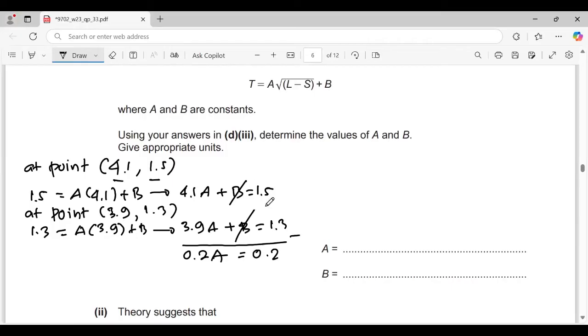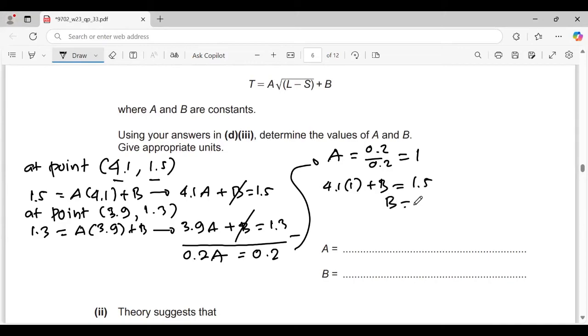We have eliminated B. Now we are going to determine A. A equals 0.2 over 0.2, it is 1. Now substitute A equals 1 into this equation. So 4.1 multiplied by 1 plus B equals 1.5. So B is 1.5 minus 4.1, so this is minus 2.65, and A equals 1.